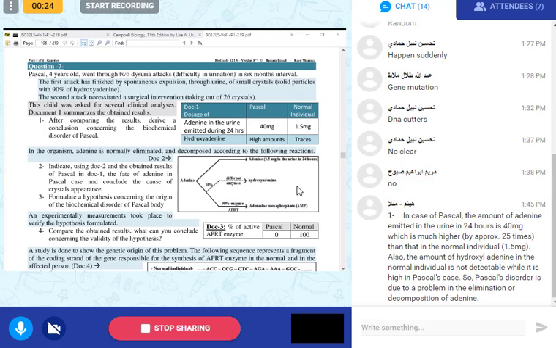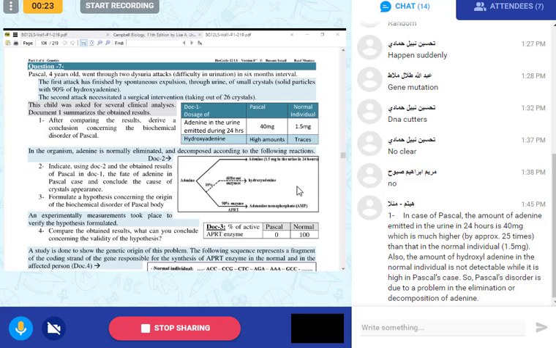This is in the normal case, meaning only 1.5 milligram of adenine comes out in the urine. The remaining amount, 10%, becomes hydroxyadenine, a very small amount, and the 90%, the majority of it, is converted by APRT into what? Into adenosine monophosphate, AMP. So indicate, Jana, using document 2 and the obtained result of Pascal in document 1, the fate of adenine in Pascal's case and conclude the cause of crystal appearance.